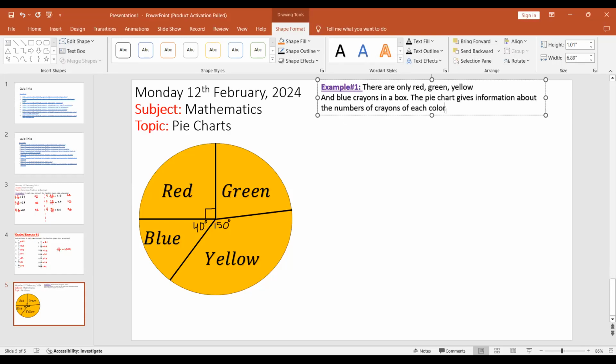Okay, so the first question says, it's question A. It says calculate the fraction of red crayons.